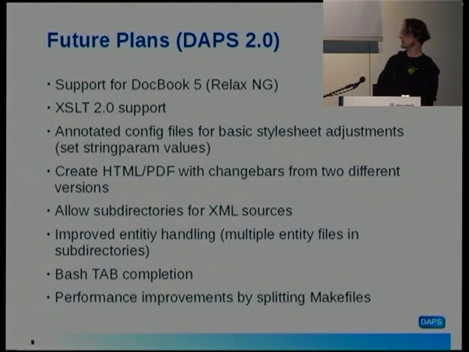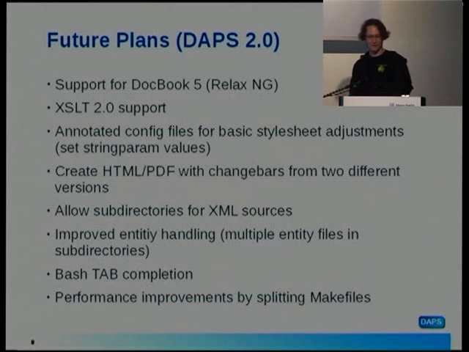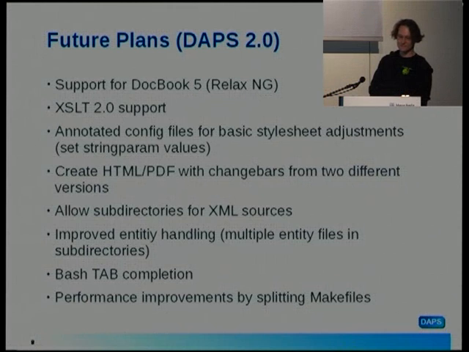Another thing we'd like to add is tab completion for bash for the subcommands. So you don't have to memorize all the subcommands, but you can just enter C, tab, and then it will automatically complete to color PDF. And last but not least, you may have noticed that sometimes it takes a bit to create the output format, so we are doing some performance improvements.